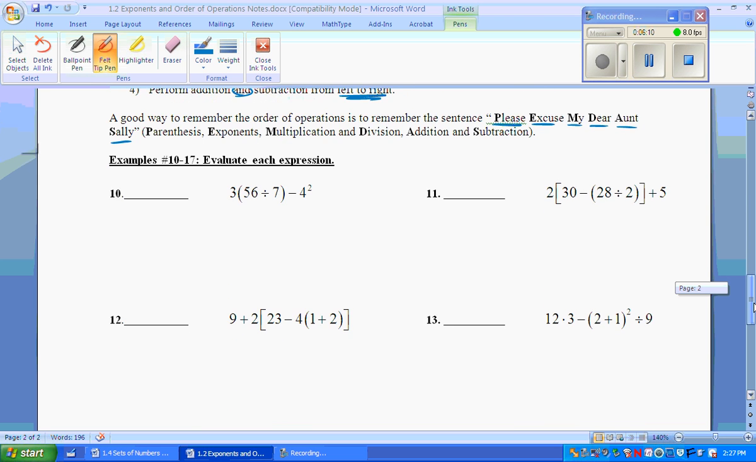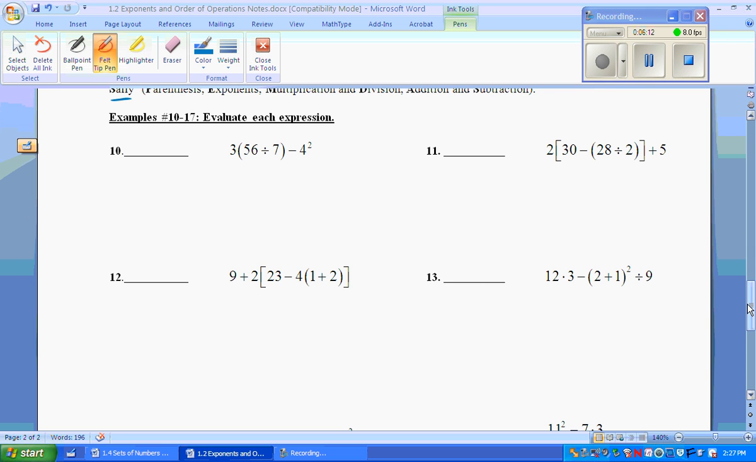Knowing that, let's jump into our questions, evaluating numbers 10 through 17. I see parentheses here. So 3 next to the parentheses, what order of operations is that?